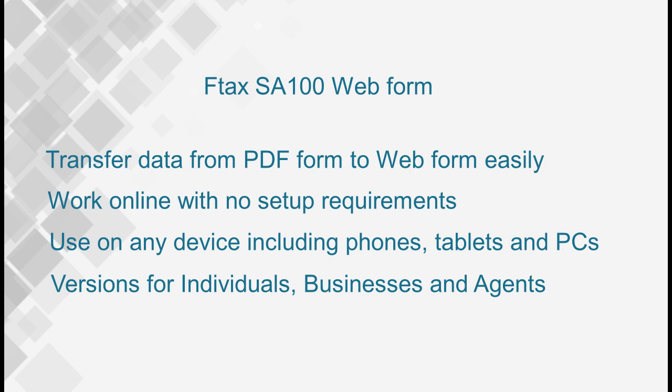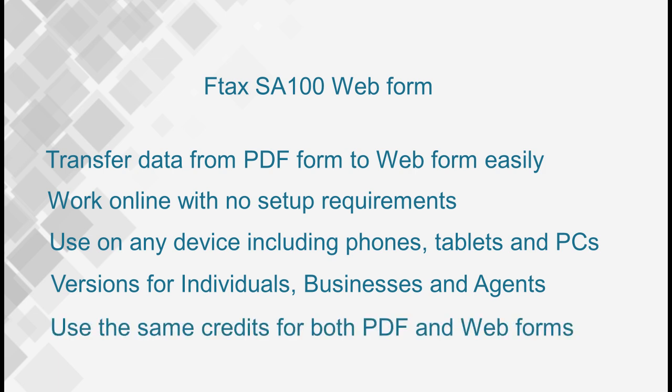If you need to declare income from a UK property, self-employment or a partnership, you will need the business version of the form. If you have SA100 credits for PDF forms, you can use those credits for web forms too. A credit already allocated to a UTR will also work on the web form version.